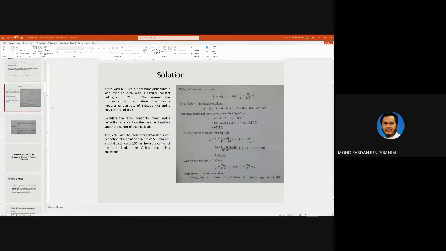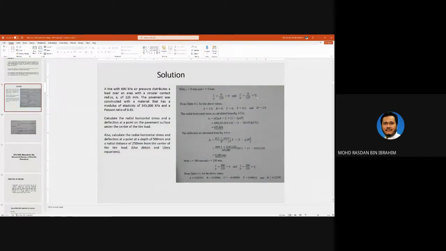Solution. So you have 690. These are the questions. So in the first part here, the radial... there is no depth here. Okay, directly under the loading, Z is 0, and the radial distance is also 0 in this case. So now the ratio Z over A is 0 over 125, where 125 is the circular contact radius. And here the radius is also 0, and A is 125. So Z over A is 0, R over A is 0.